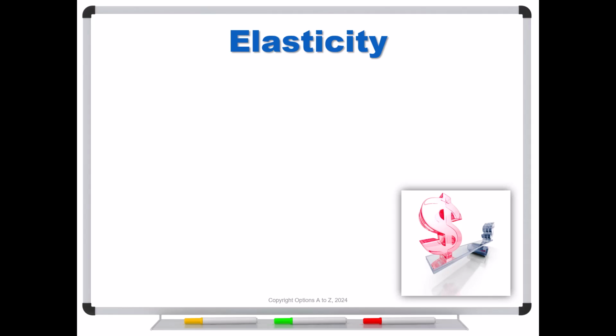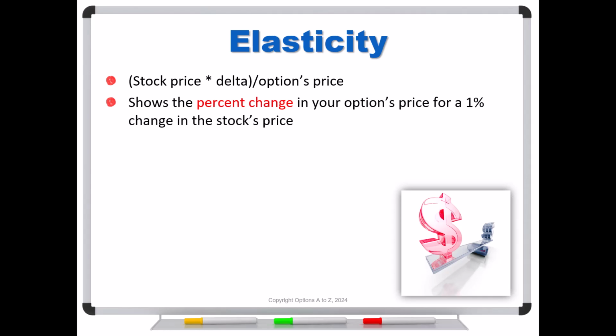But elasticity does exactly what we're trying to figure out. It's telling us by how much our options price will move in percentages for a 1% change in the stock's price, not a $1 change in the stock's price. And the way that we're going to find the elasticity, we take the stock price times the delta and divide it by the options price. And again, the definition of elasticity is that it shows the percent change in your options price for a 1% change in the stock's price. Okay, so I know those can be a little confusing, so let's jump over to barchart.com, pull up a pricing model, and do a couple of examples.